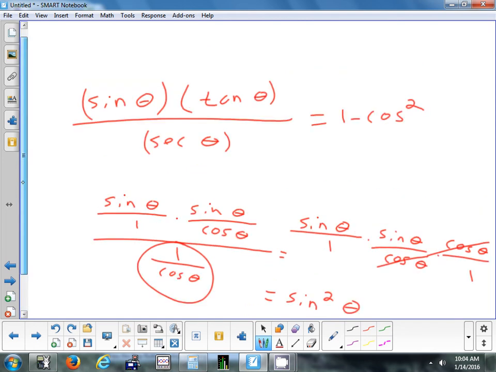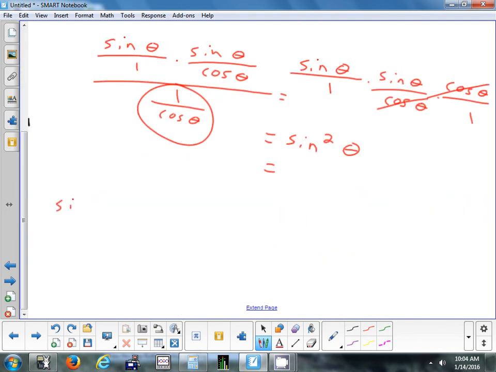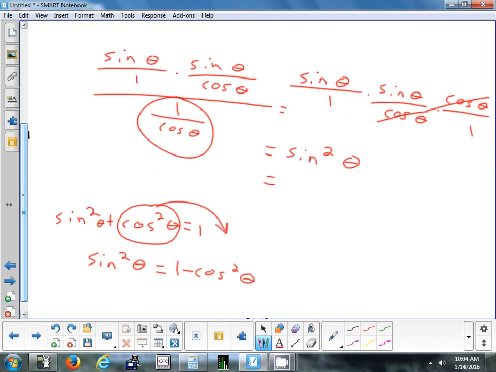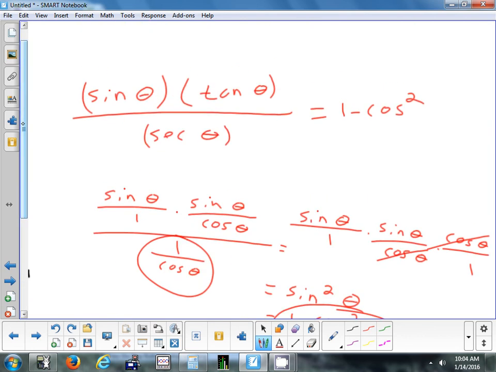And if I go back and look at the original problem, they want it as 1 minus cosine squared. Well, if we remember the trig identity, sine squared plus cosine squared equals 1. If you put this on the other side by subtracting it, you would have sine squared equals 1 minus cosine squared. So we can change sine squared using the Pythagorean identity to 1 minus cosine squared. And that's exactly what they were looking for.